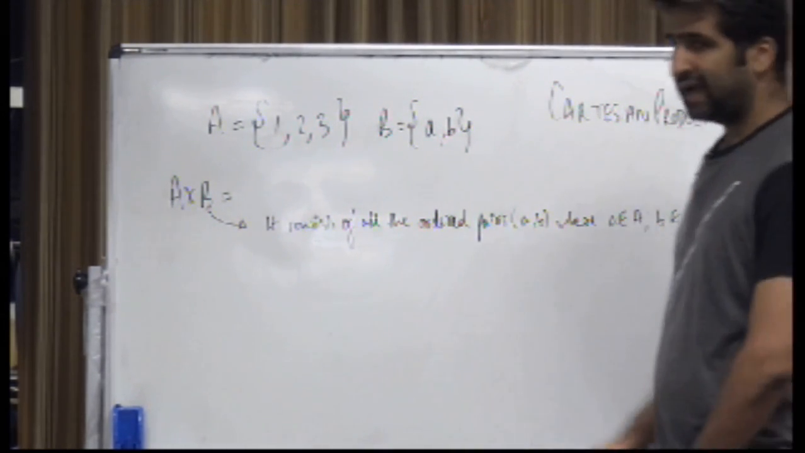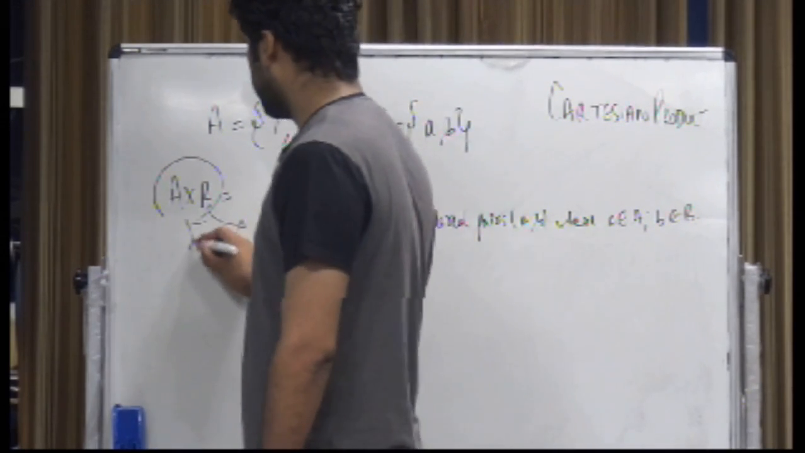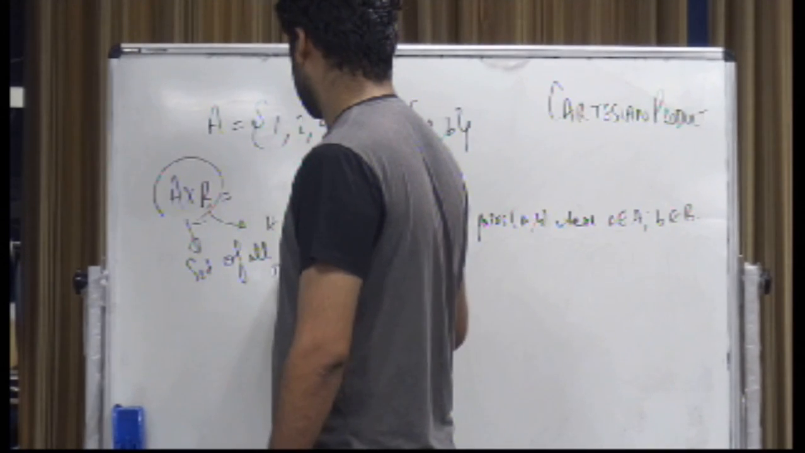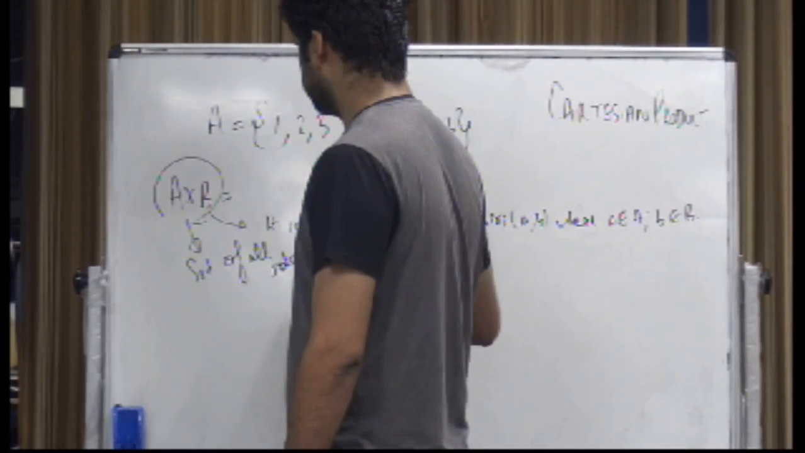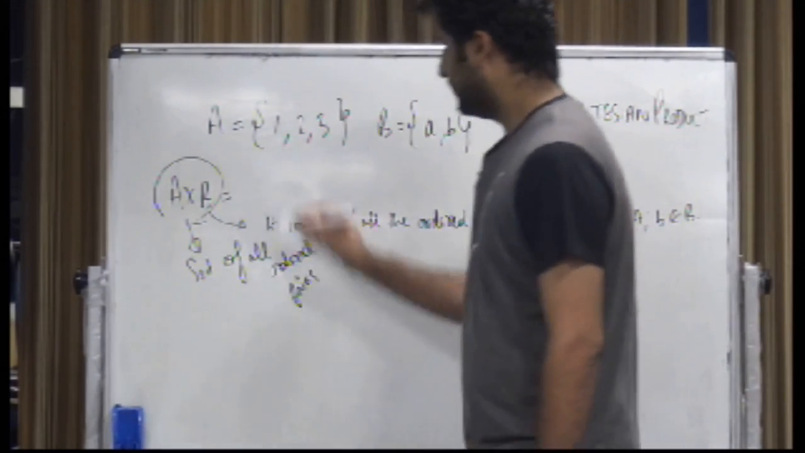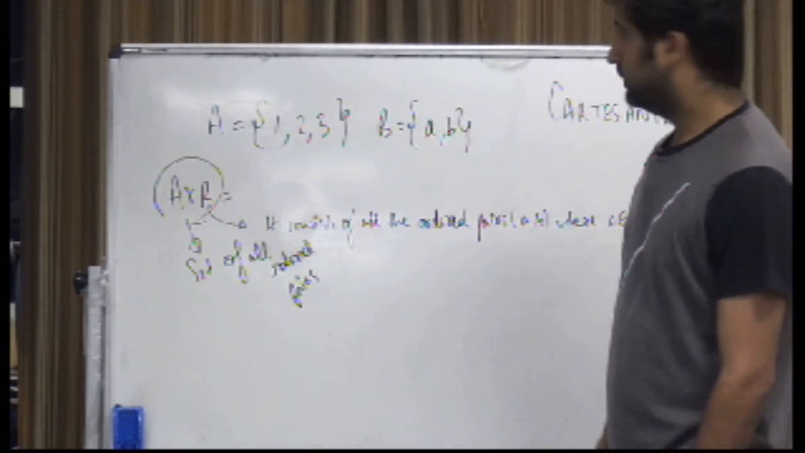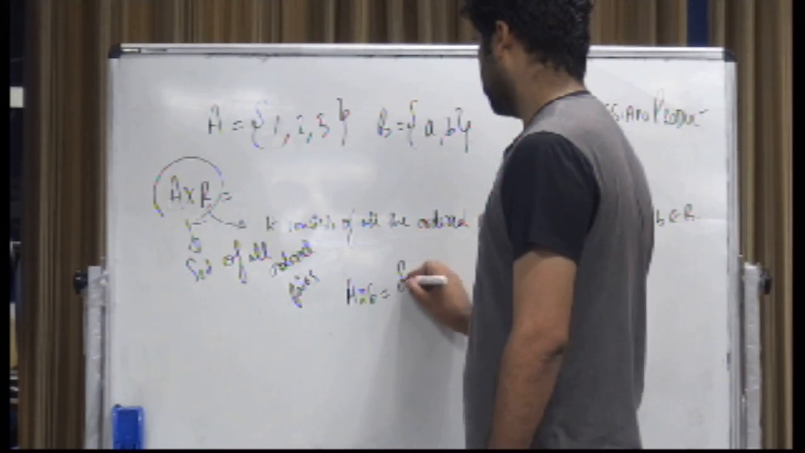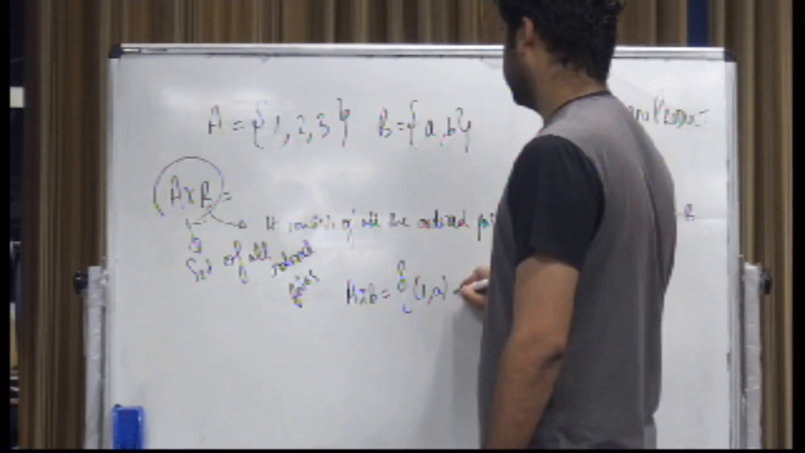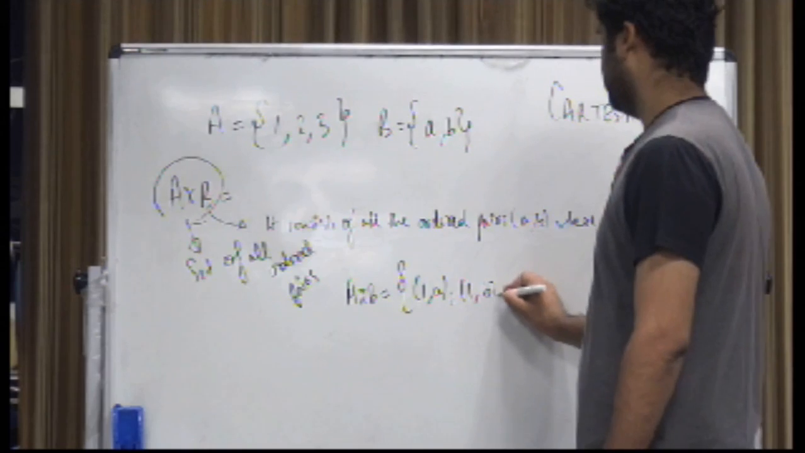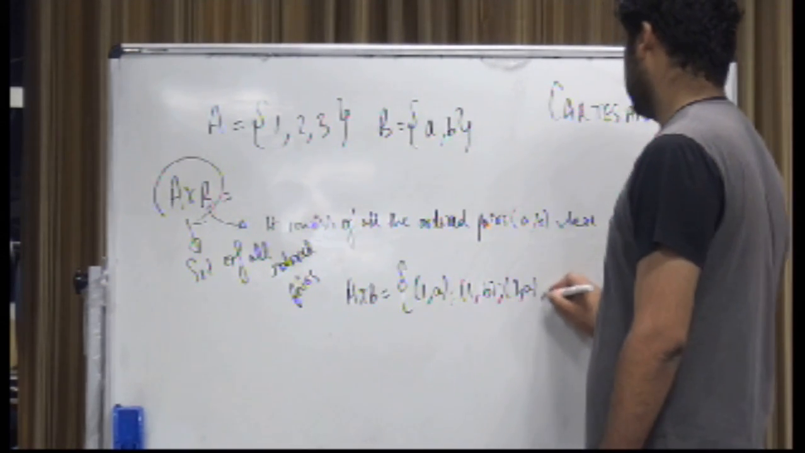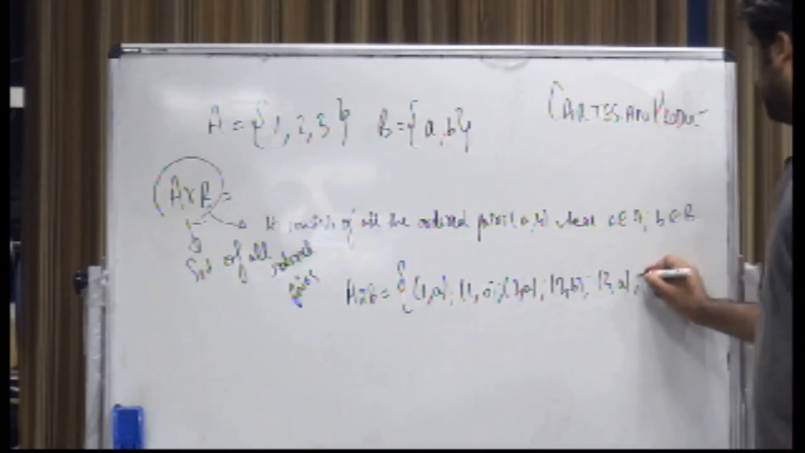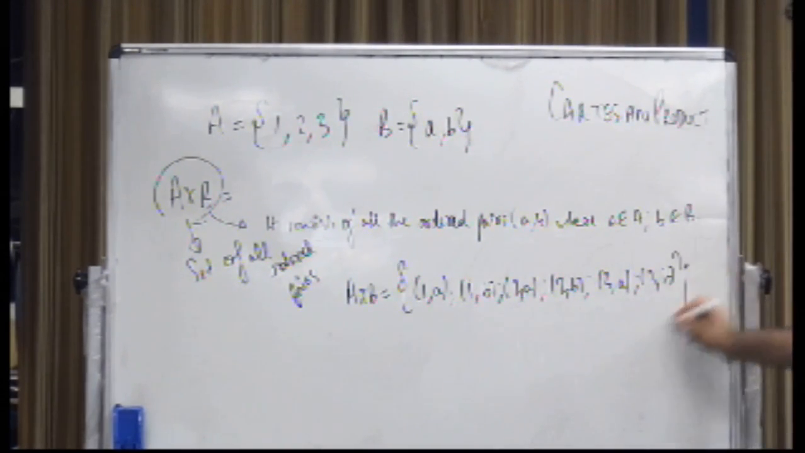Actually, this is a set. The Cartesian product is a set of all the ordered pairs. So if you have these two sets A and B, then A cross B will be 1a, 1b, 2a, 2b, 3a, 3b.